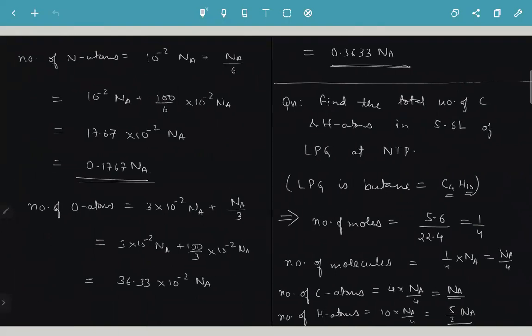So if the volume of a gas is given, from the volume we can find the number of moles of that gas, and from the number of moles we'll find the number of molecules, and from the number of molecules we'll find the number of atoms. We can do the reverse calculation also. If we know the number of atoms or the number of molecules, we can find the volume. Let us do one reverse calculation. Page turn करूं?